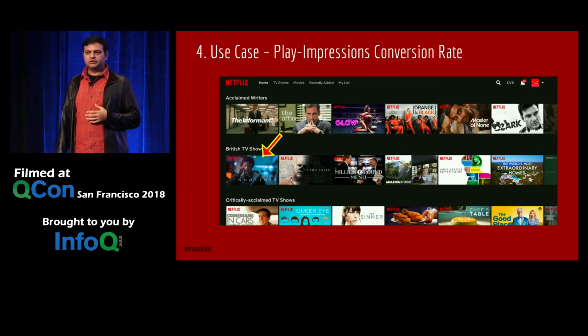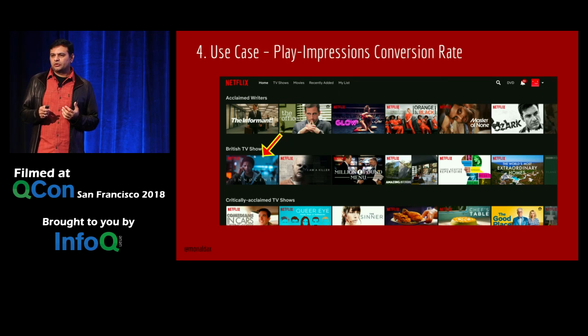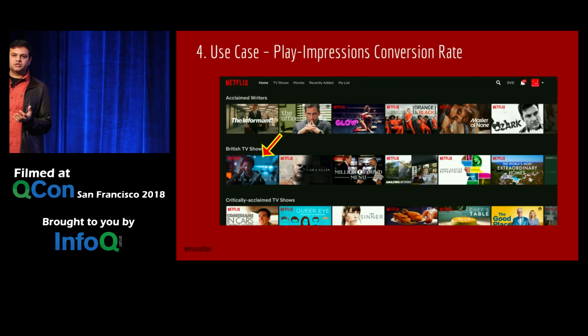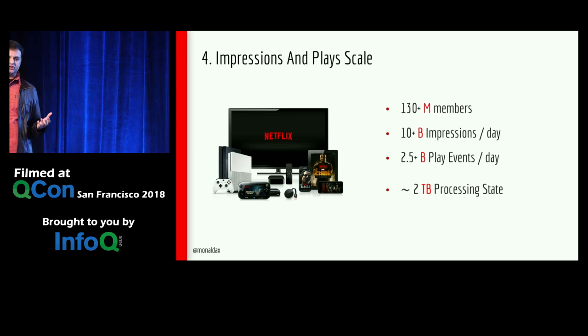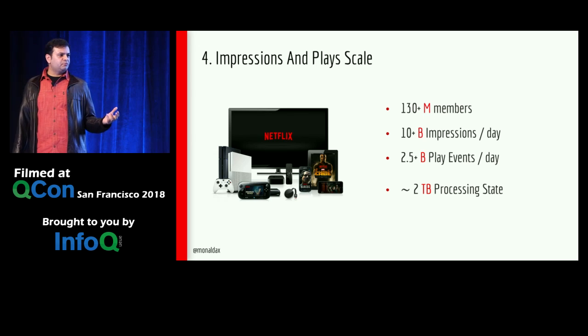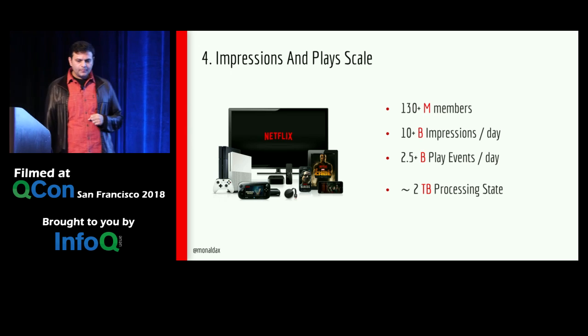So we want to be able to understand what the conversion rate or the take rate is. We want to understand how many impressions occurred before a user play happened, and we want to find out additional attributes around it. There are about 10 billion impressions that get generated and 2.5 billion play events.